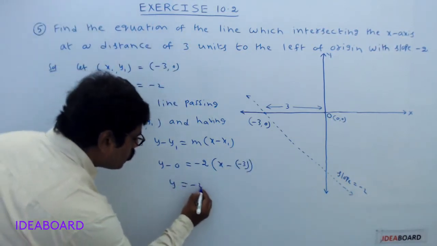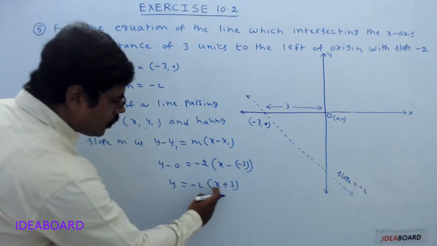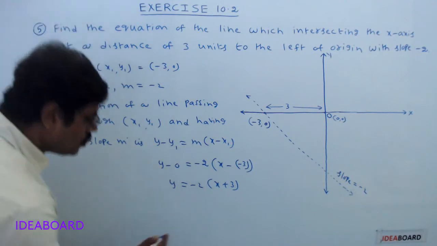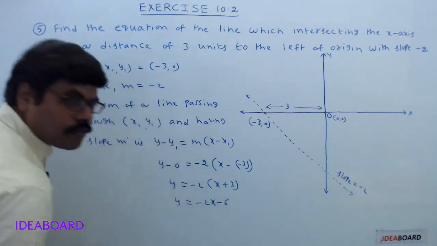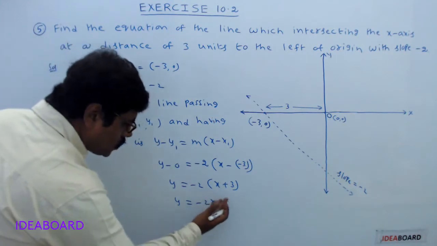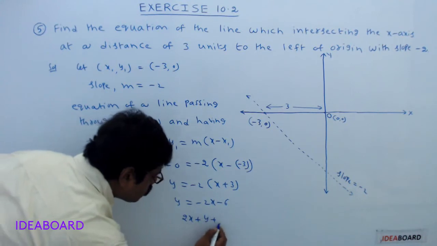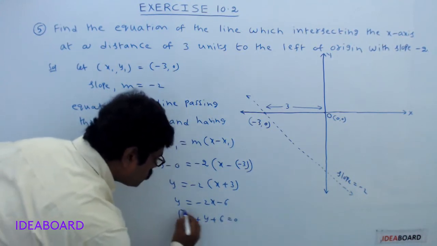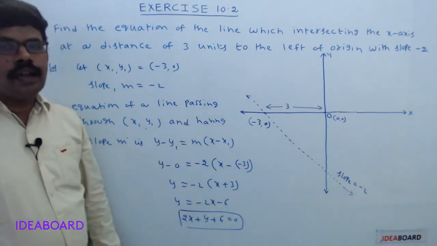So y equals -2 into x plus 3. Multiply these two terms with this -2. So y equals -2x minus 6. Bring these two terms from RHS to LHS. So 2x plus y plus 6 equals 0. Now this is the required equation of the line.